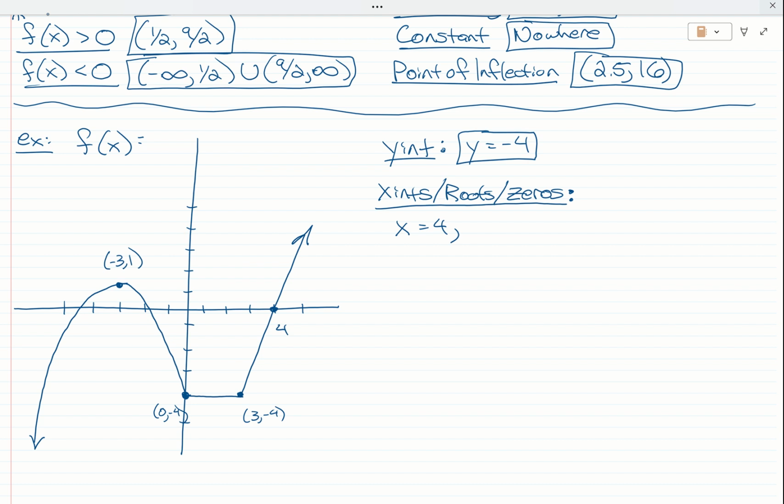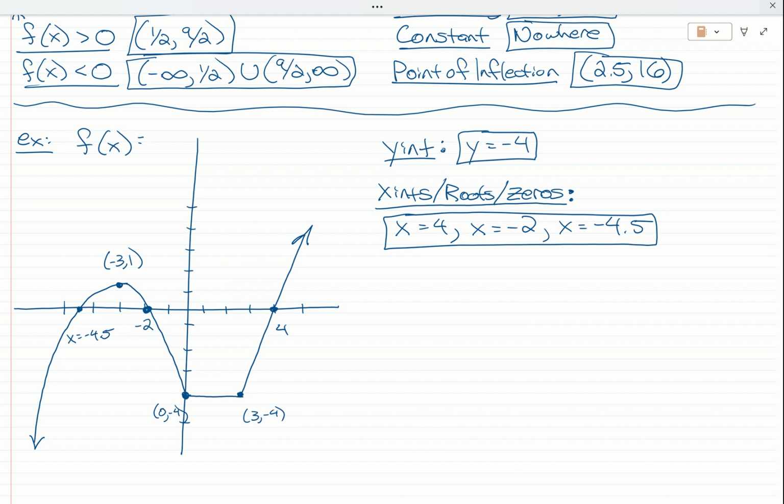Looks like it's close over here. Let's just call it -2. It's close enough. And it looks like we have one more. It looks like this point, this is -1, 2, 3, 4.5. Okay, so those are our x-intercepts, roots or zeros.